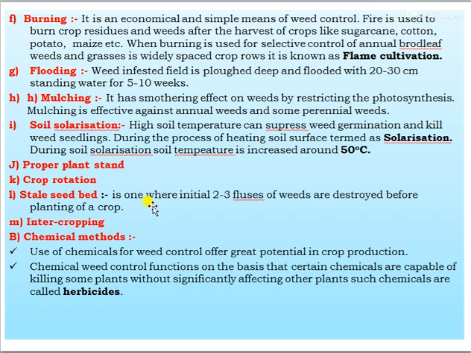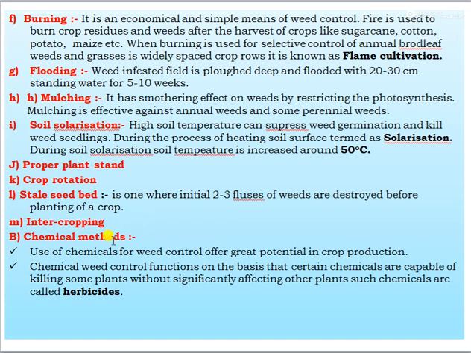And the stale seedbed, where the initial 2 to 3 flushes of weeds can be controlled and destroyed before the planting of the next crop. Then intercropping, that is in an intercropping system there is simultaneous growing of 2 or more crops on the same piece of land over the same period of time. Due to diversification of the crops, it is helpful for the control of weeds.